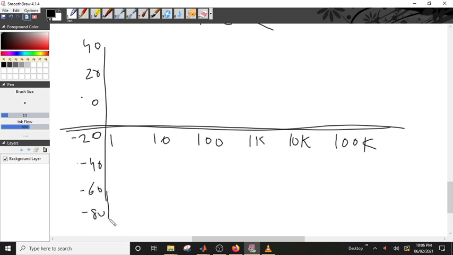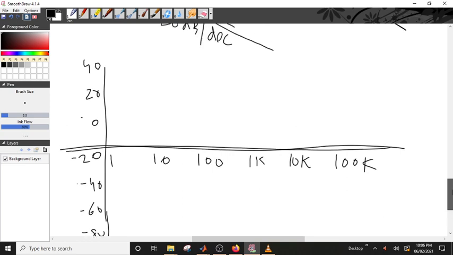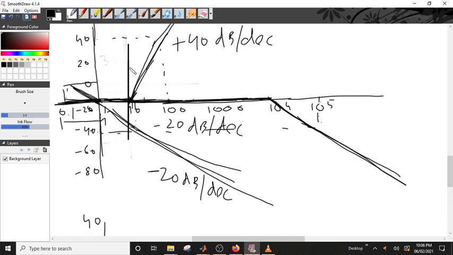Okay, so we have to add them graphically, right? Till 10 we just have a single slope, which is coming from minus infinity till this 40 point, and till 10, right?